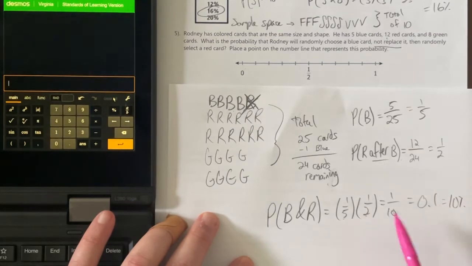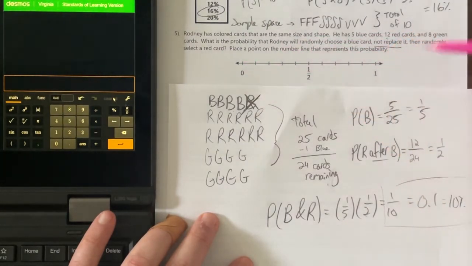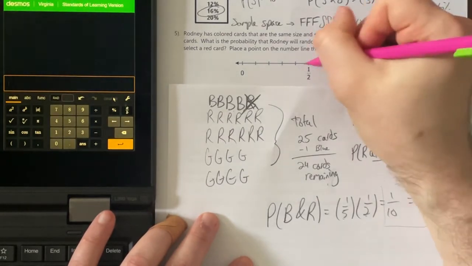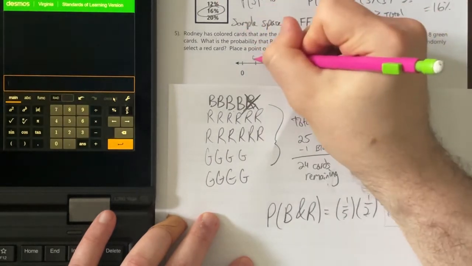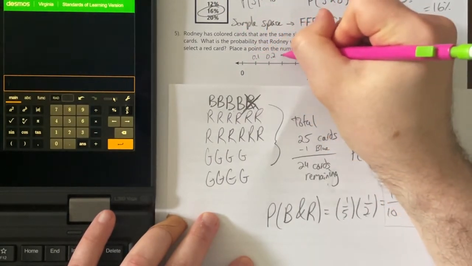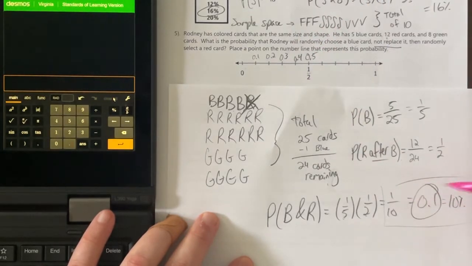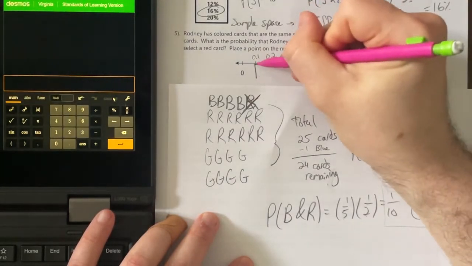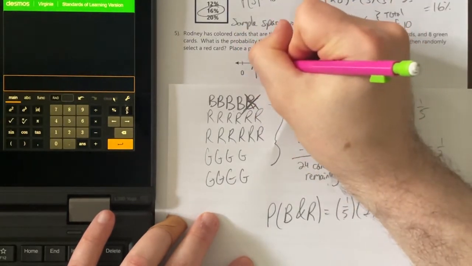All right, so using this information, I can now use that number line carefully. So again, it has 0 to 1, and right in the middle is 1/2. So if I want to, I can say, all right, this is the same as 0.5, and I can label these as decimals for myself. That way it's easier to manage, and then I can just use that 0.1. So I'd say right there is my probability, and it says place point on the number line, so I'll do right there.